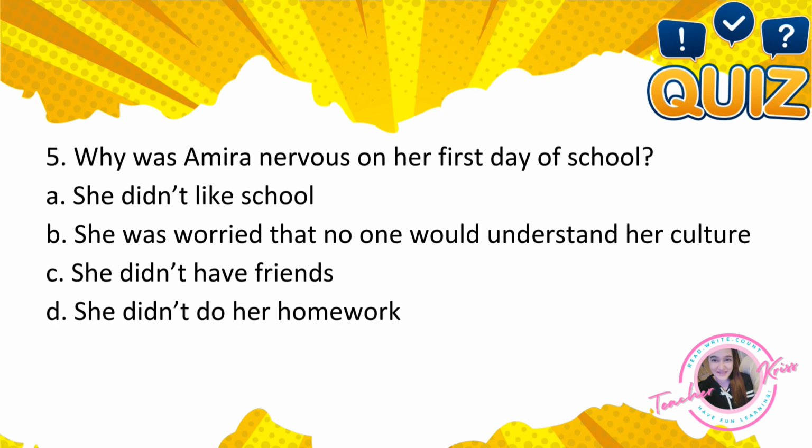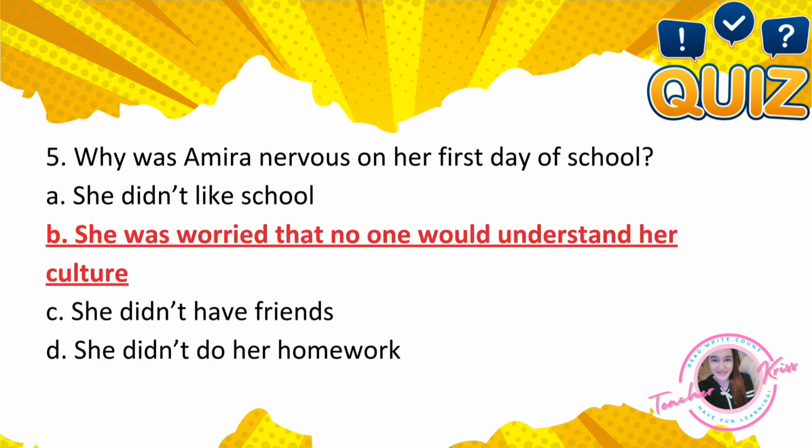Number 5. Why was Amira nervous on her first day of school? A. She didn't like school. B. She was worried that no one would understand her culture. C. She didn't have friends. And letter D. She didn't do her homework. Alright, the correct answer is letter B. She was worried that no one would understand her culture.